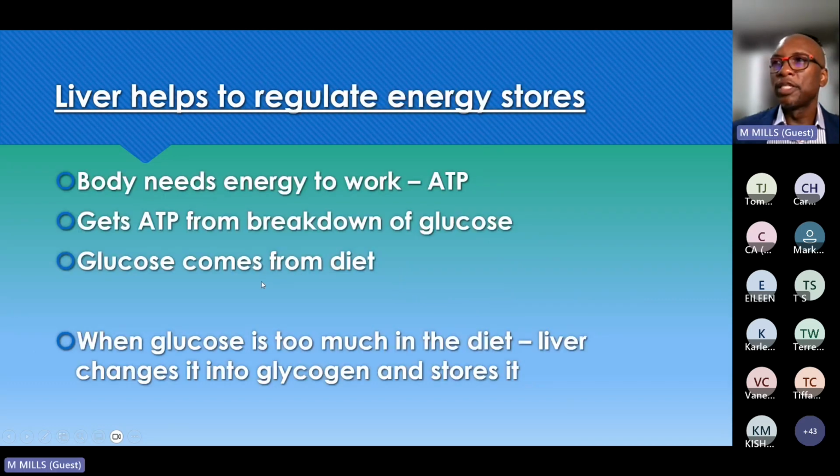So the liver helps then to regulate energy stores because the body needs energy to work in the form of what we call ATP, which is a basic molecule which all your cells need to function. Your cells get ATP, which is your basic energy unit, from glucose, so the sugar, which comes from your diet. But if you have too much sugar or too much glucose in your diet, the liver will see that and it will change it to glycogen and store it.